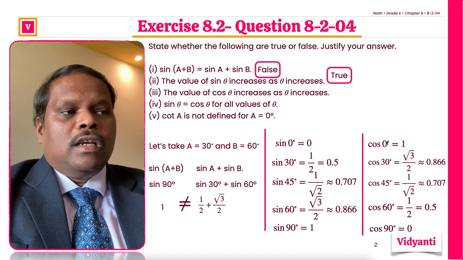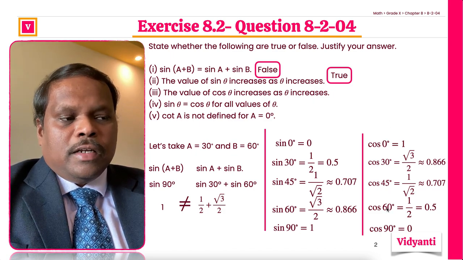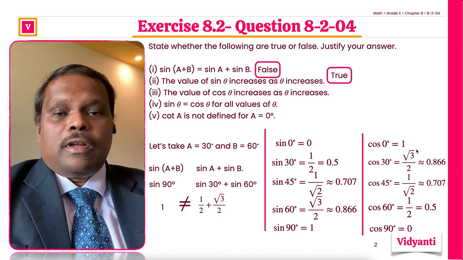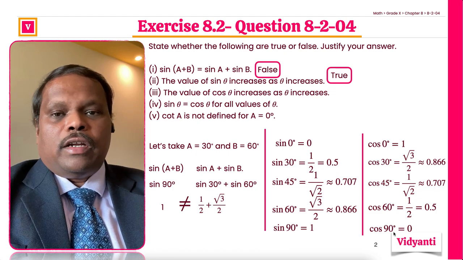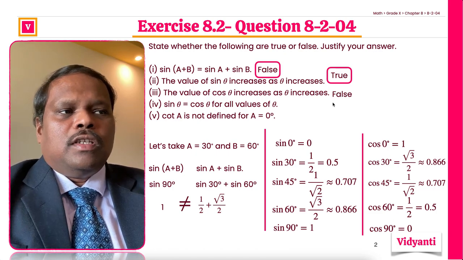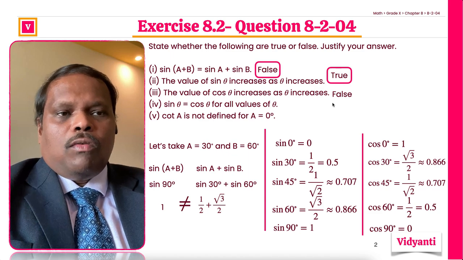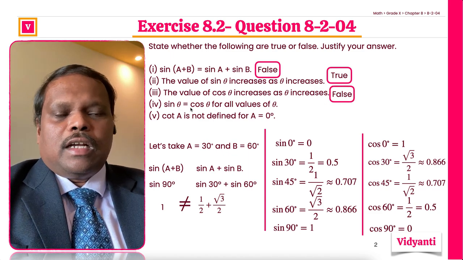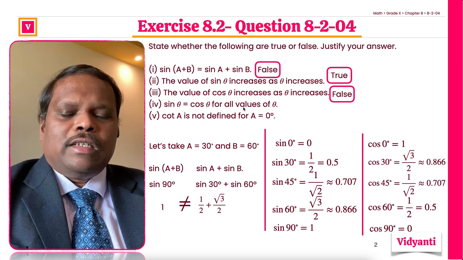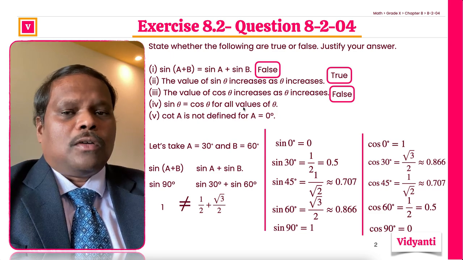So as you can see, as the angle increases, the cosine ratio generally decreases, and it is especially true if the angle is between 0 and 90 degrees. So this will be false. What about the fourth one? Sine theta is equal to cosine theta for all values of theta. Well, for all values of theta, it's not true.